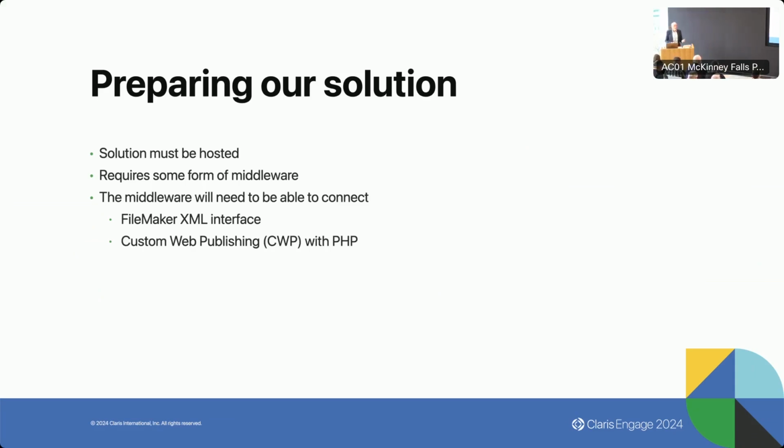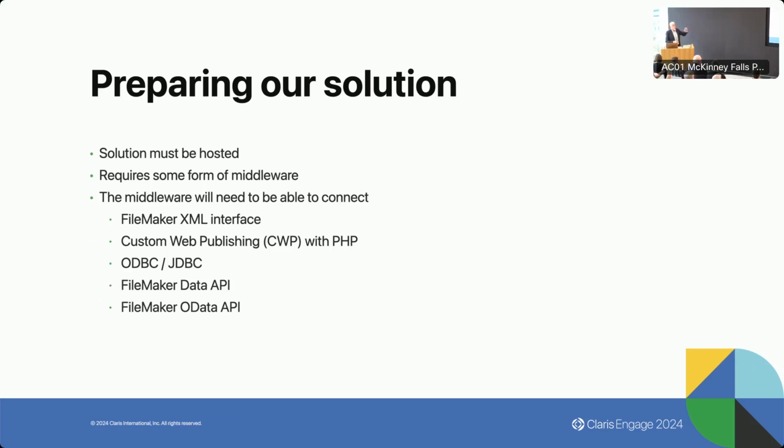The next option would be to use the custom web publishing, or CWP, with PHP. That's built on top of the XML interface. And interestingly, that is officially deprecated by Claris. So that one would not be a good choice for an integration pathway. The next one would be ODBC/JDBC. We get the FileMaker Data API, and we get the FileMaker OData API.